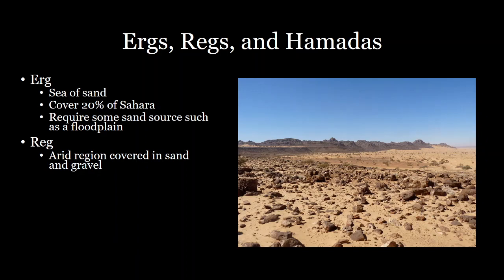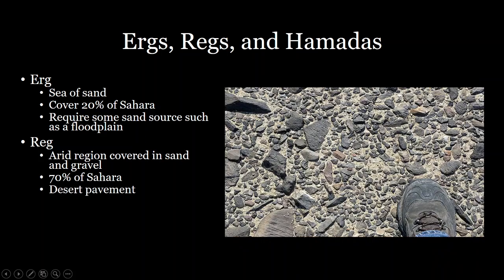The next type of feature in the landscape that we're going to talk about is regs. Regs are arid regions covered by both sand and gravel. You can see a reg here with some boulders and rocks that are scattered within the sand field. Regs make up the majority of the Sahara and areas with sand deserts, and they're also the region where you get desert pavement that we talked about previously in our erosion slides. If you remember, desert pavement is formed as the wind blows away the sand and leaves behind these larger rocks and boulders.